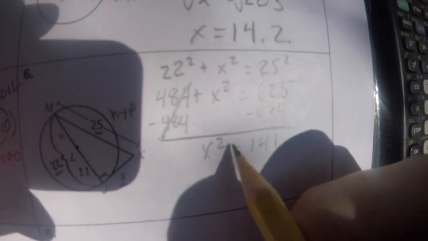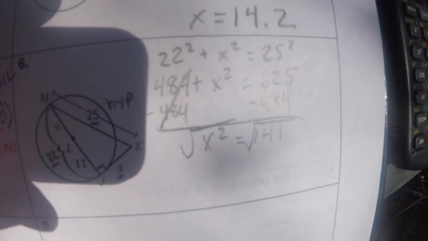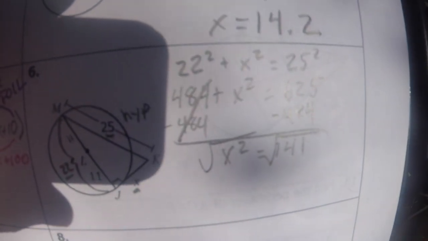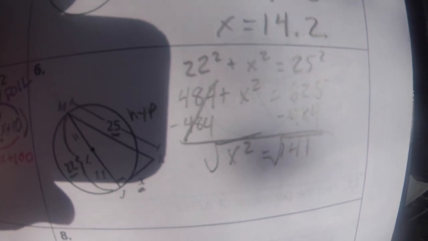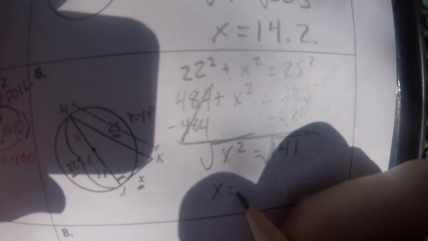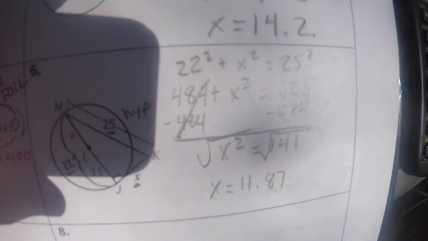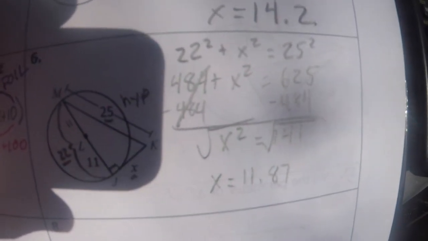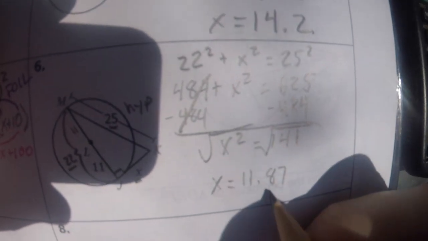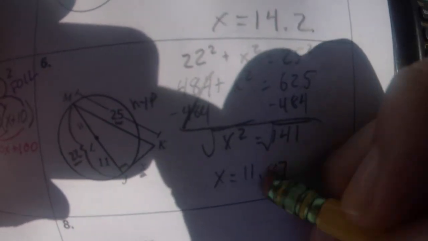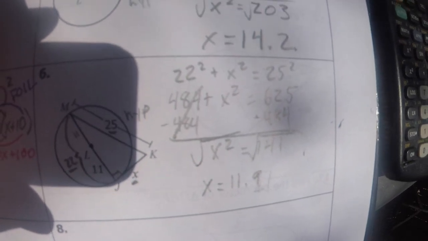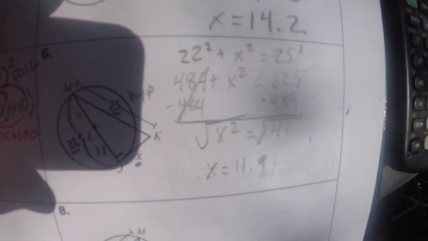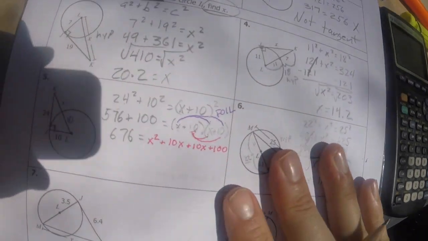Last step. To get rid of an exponent of 2, we square root both sides, and the square root of 141 is 11.87. So x equals 11.87, but if we're rounding to the nearest tenth, we would round this to 11.9. Any questions? Wonderful. Moving on.